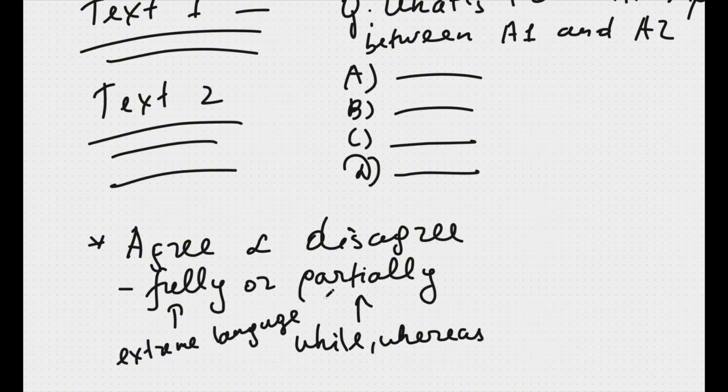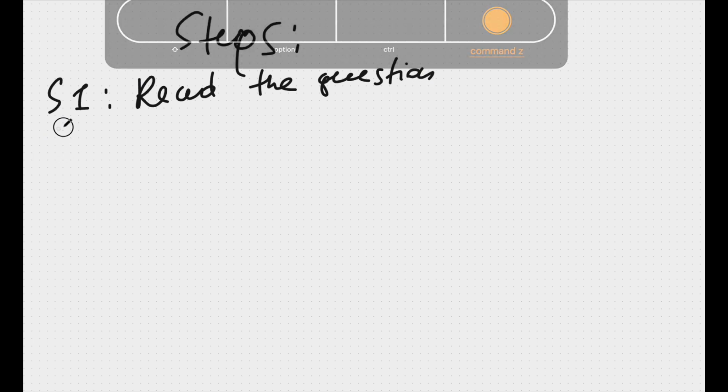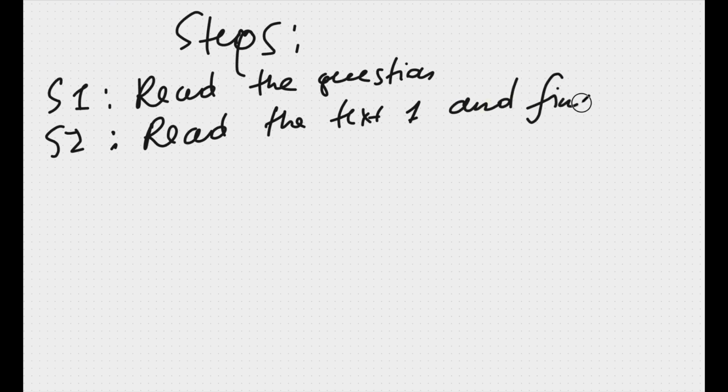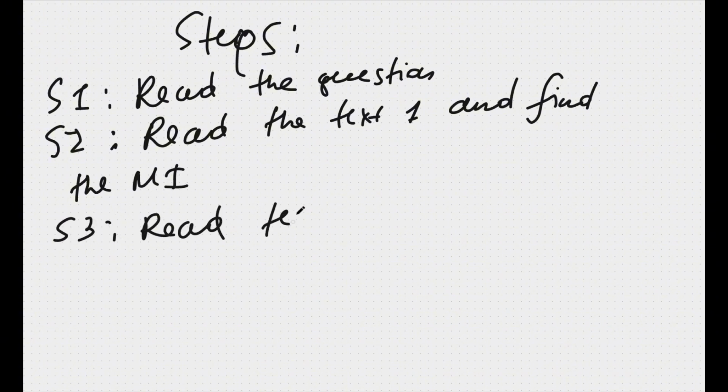And step by step nima qilamiz? Let's talk about them. Steps. Step 1: read the question, understand the question. Second step: read the text 1 and find the summary, find the main idea. How about step 3? Read text 2 and find the main idea.